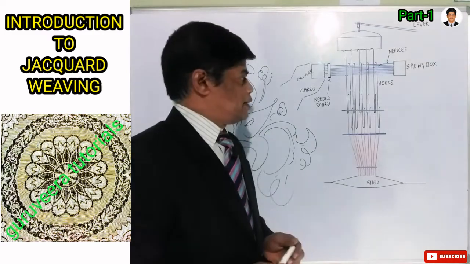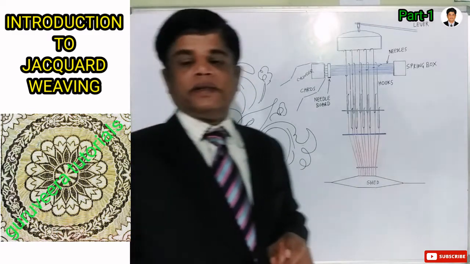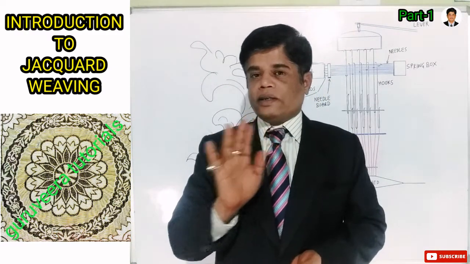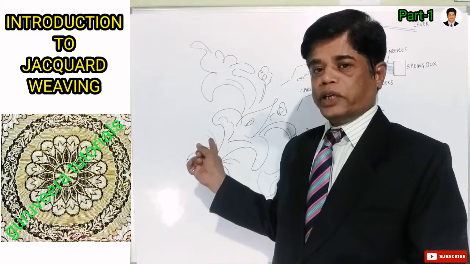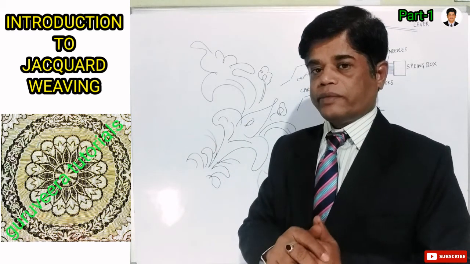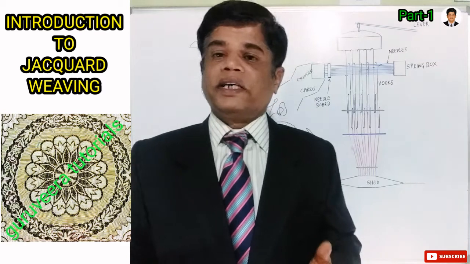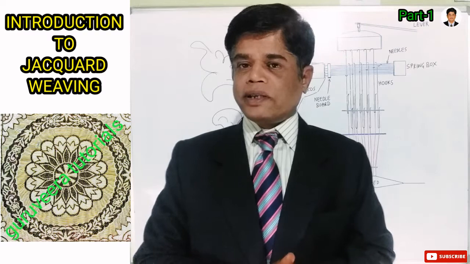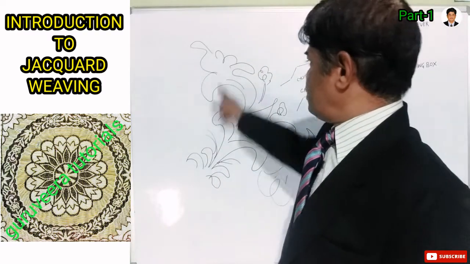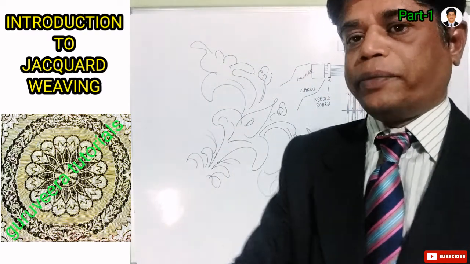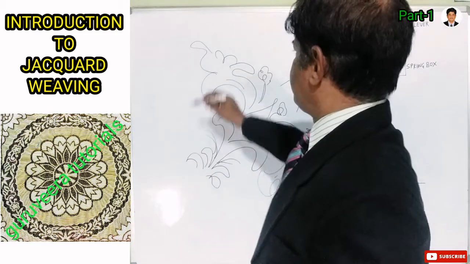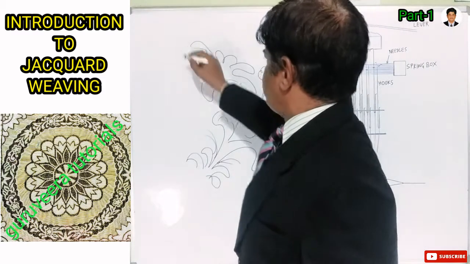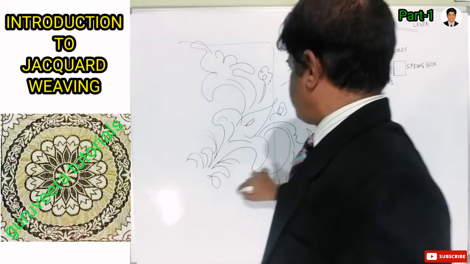See how it is. The mechanism is there. Now, to produce this by using thread interlacement, how many sheddings are required? We can't expect simple sheddings. How many sheddings are required? I am writing here. This is a picture I'm showing here. This is totally one picture I am showing you.